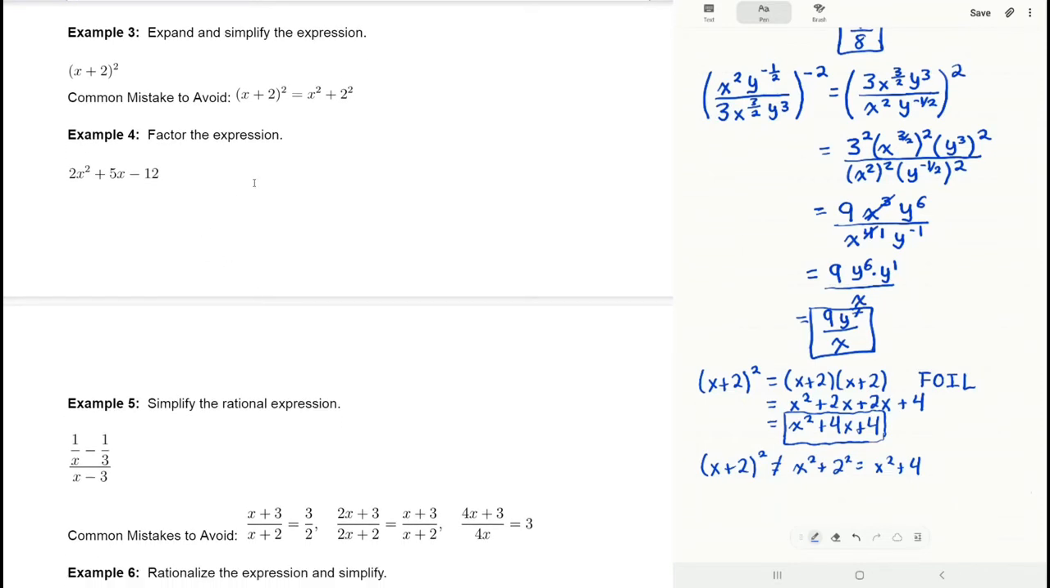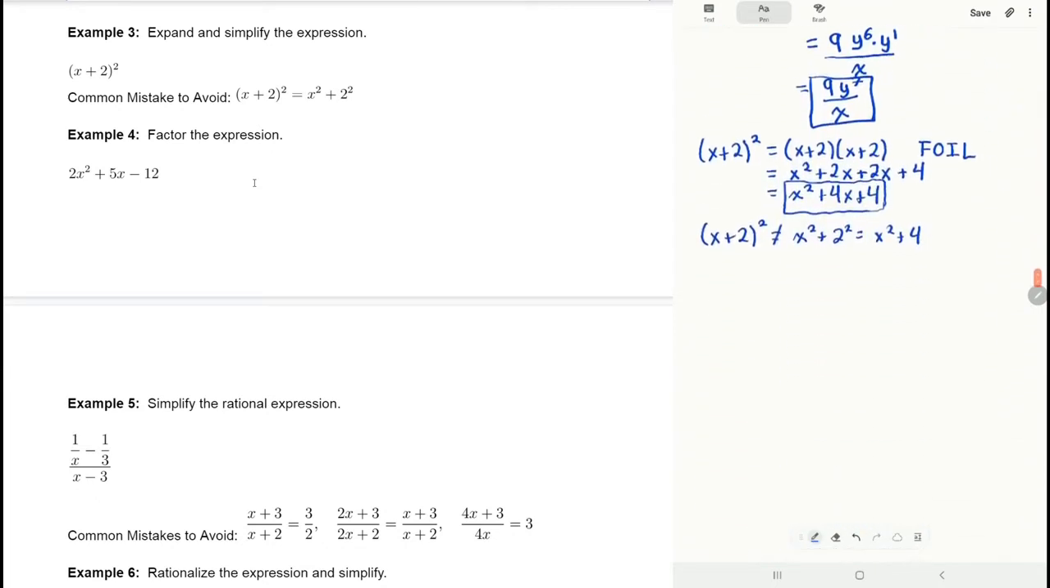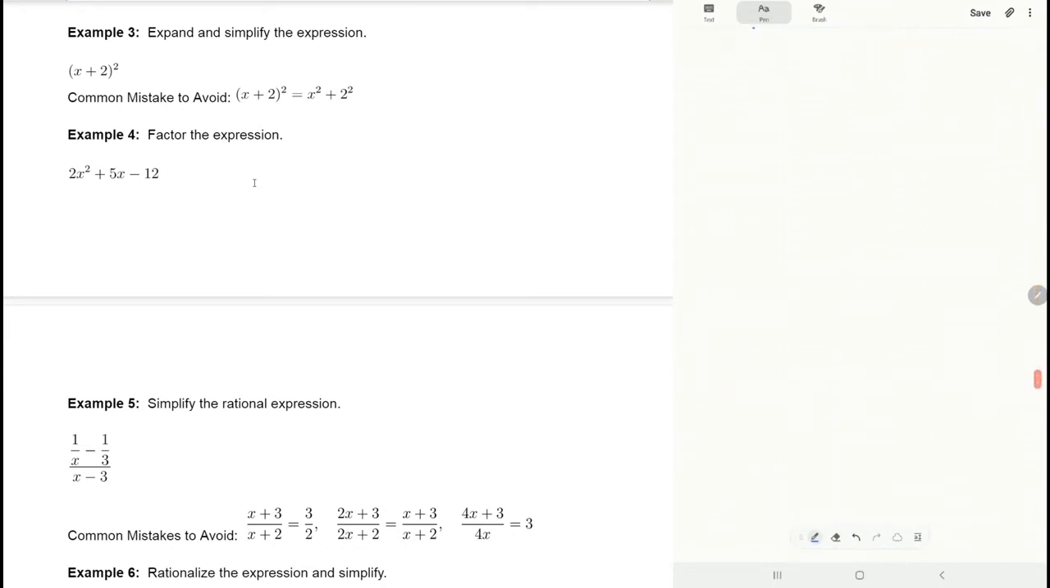So here we have 2x squared plus 5x minus 12. And we want to see if we can factor this expression. So the first thing we'll do is look at the first coefficient, which is 2, and the last coefficient, which is negative 12. And we want to multiply these two values together.